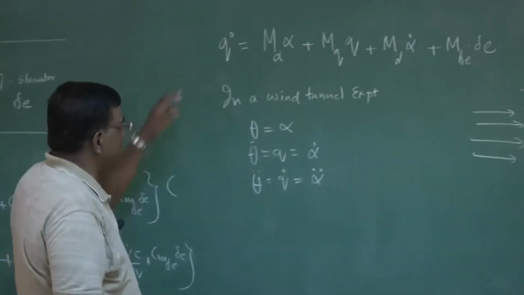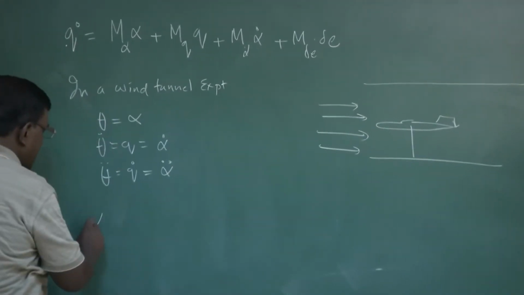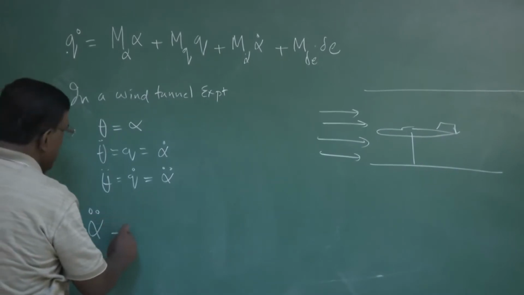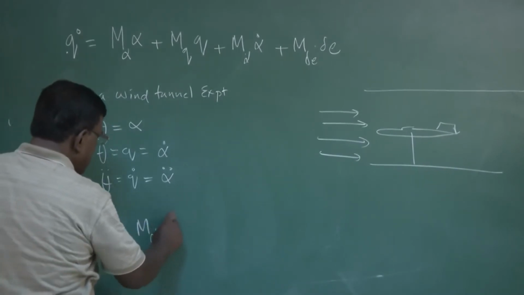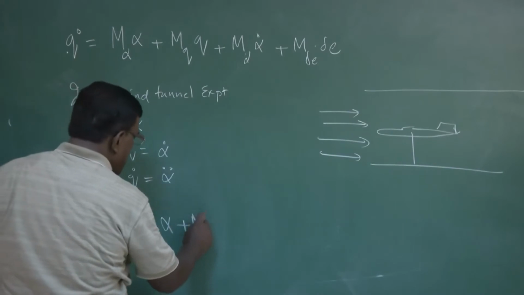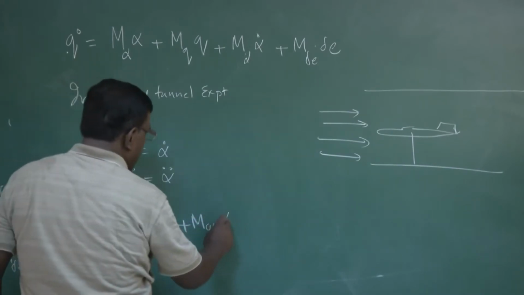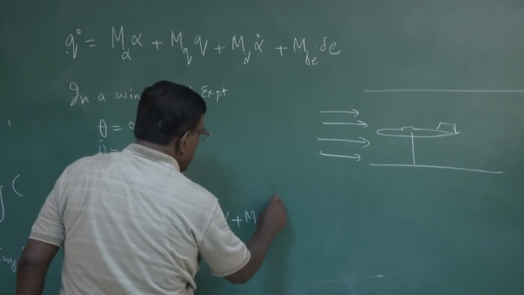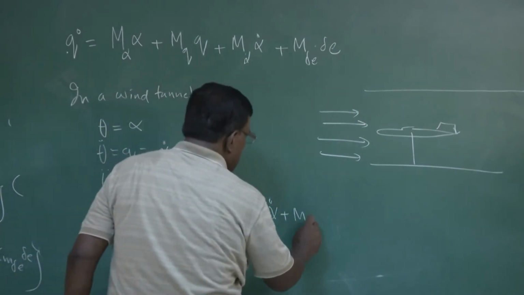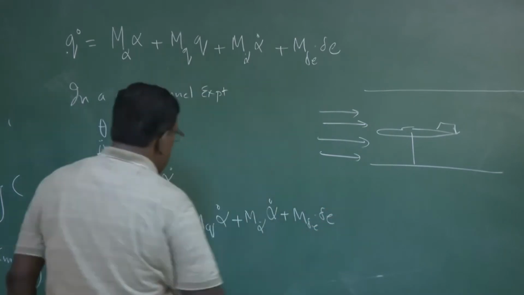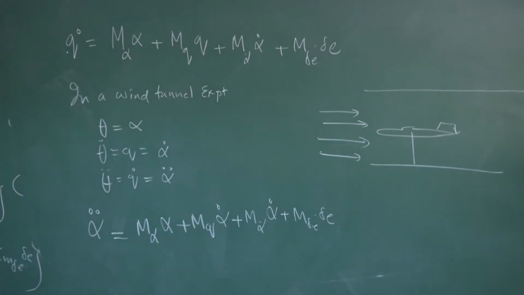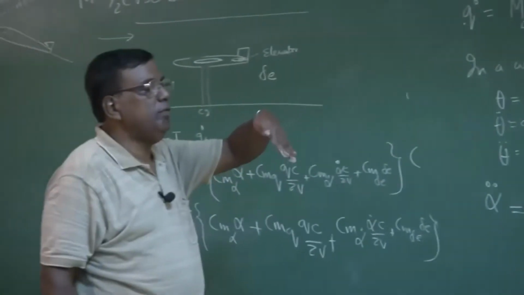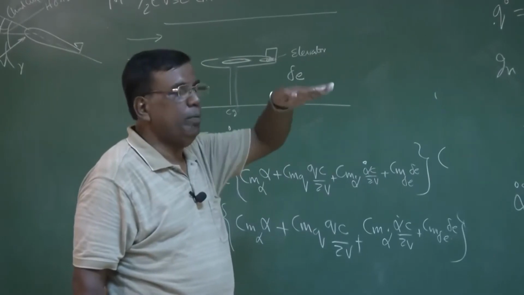So I will use it here. So for q dot, I will write alpha double dot equal to m alpha into alpha plus mq into alpha dot plus m alpha dot into alpha dot plus m delta E into delta E. That becomes my modified equation of motion under a wind tunnel approximation, where it assumes the model can only have 1 degree of freedom. It can only do like this, no plunging motion.